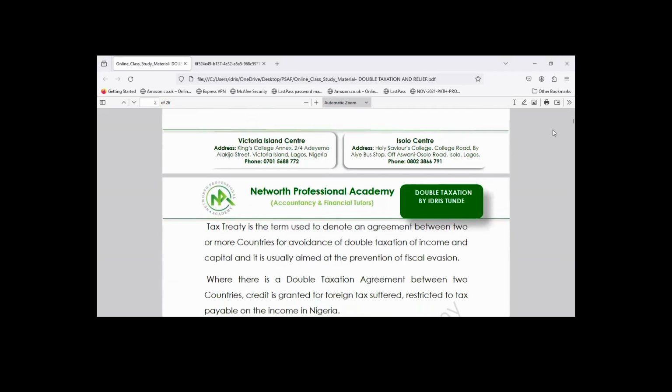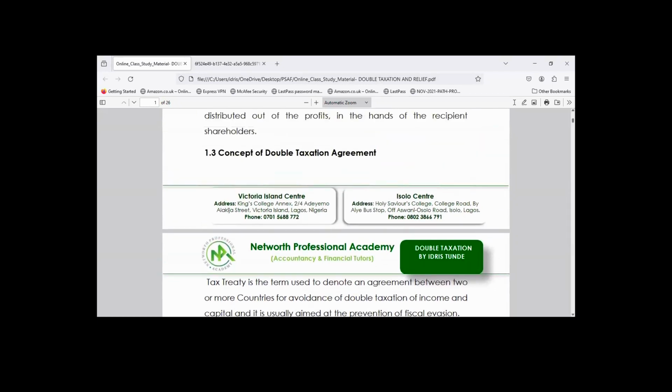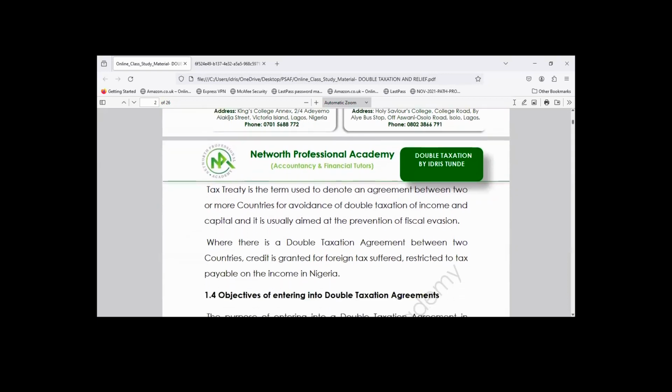Now let's look at another concept under double taxation: double taxation agreements. What is a double taxation agreement? Another name for it is tax treaty. A double taxation agreement simply means an agreement between two or more countries for the avoidance of double taxation on income and capital. Two or more countries enter into an agreement to reduce double taxation.